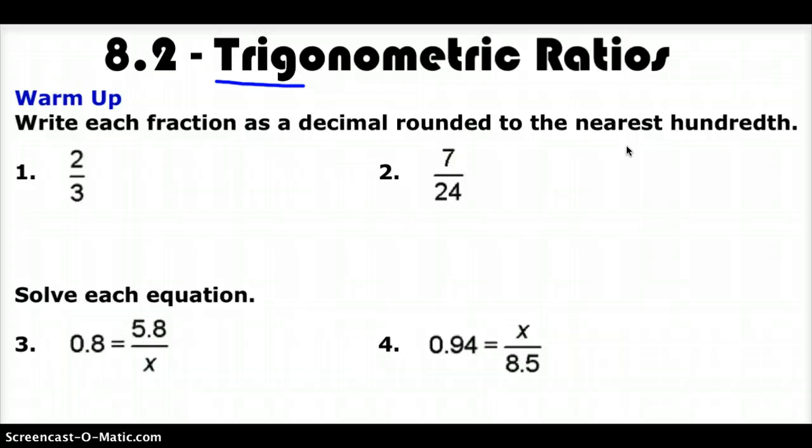So the first one, it just asks us to write each fraction as a decimal rounded to the nearest hundredth. Okay? We can use calculators in this. So if you have one of the fancy graphing calculators, that's great. I'll probably be giving most of my directions just from a basic calculator today, just with those trig functions on them. But all we have to do to write 2/3 as a decimal is just divide it, right?